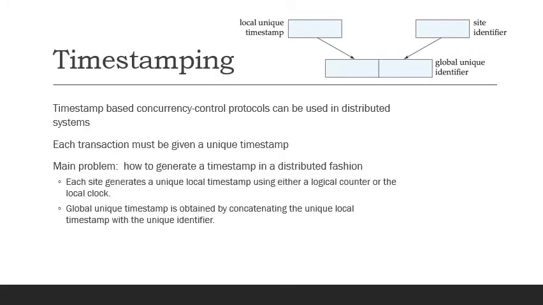Now let's see timestamping. The principal idea behind the timestamping scheme is that each transaction is given a unique timestamp that the system uses in deciding the serialization order. Timestamp-based concurrency control protocol can be used in distributed systems. Here, each transaction must be given a unique timestamp. The main problem is how to generate a timestamp in a distributed fashion. Each site generates a unique local timestamp using either a logical counter or the local clock. A globally unique timestamp is obtained by concatenating the unique local timestamp with the unique site identifier.